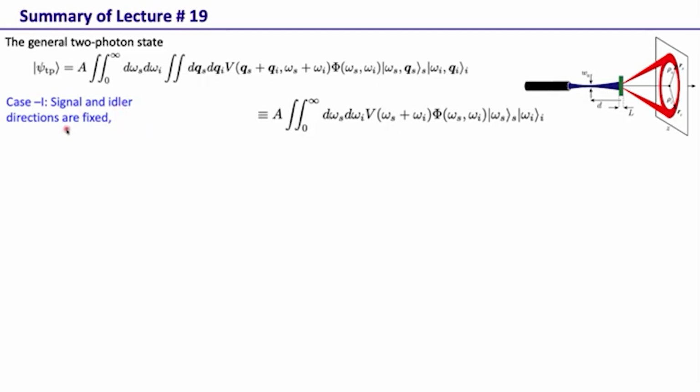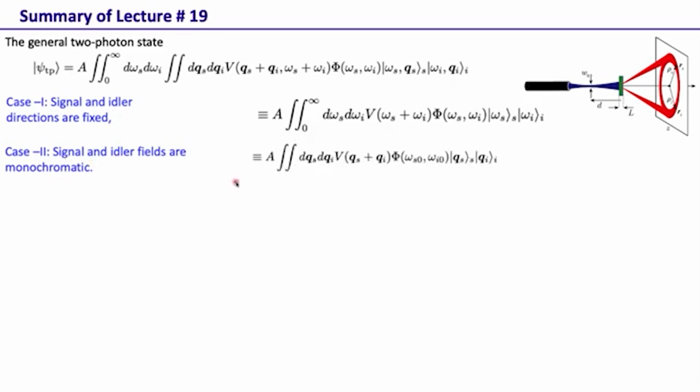One is when the signal idler directions are fixed, that means QS and QI each take only one value, that means the photons go in a particular direction. In that case, the two photon state can be written like this, just a double integral over frequencies. We also looked at the other case where signal idler fields are monochromatic, and in that case the two photon state is written as integrals over QS and QI, that is, the transverse wave vectors of signal idler. This is the two photon state that is relevant when we study the spatial two photon interference effect, and that's the two photon state which is relevant when we study the temporal two photon interference effect.